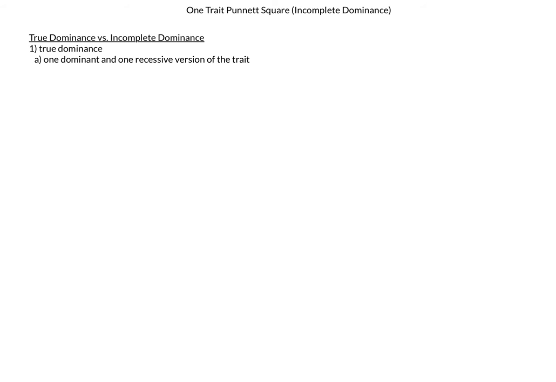For this video, we will cover how to complete one-trait Punnett squares, specifically those pertaining to traits with incomplete dominance. Now, to explain the difference between true dominance and incomplete dominance. True dominance is where we have either a dominant or recessive version of the trait. Short versus long fingers could be a good example.